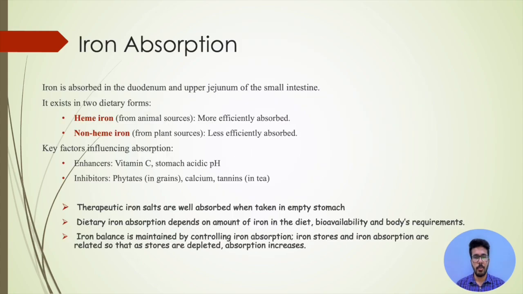Coming to iron absorption, iron is absorbed in the duodenum and upper jejunum of the small intestine. It exists in two dietary forms, namely heme iron and non-heme iron. Heme iron is obtained from animal sources and is more efficiently absorbed, whereas non-heme iron obtained from plant sources is less efficiently absorbed. Key factors influencing absorption of iron: enhancers are vitamin C and stomach acid pH, whereas the inhibitors are phytates, calcium and tannins, which is present in tea.